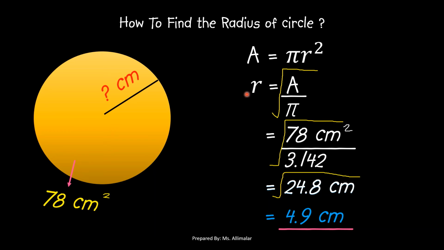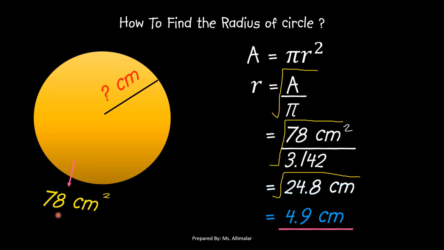How to find the radius of the circle? They didn't tell you how to find the squared radius of the circle. It's not about square. Okay, so r equals to, since you have square here, opposite of square is square root. So put square root here. Okay, area divide pi. Area divide pi. Is it clear?